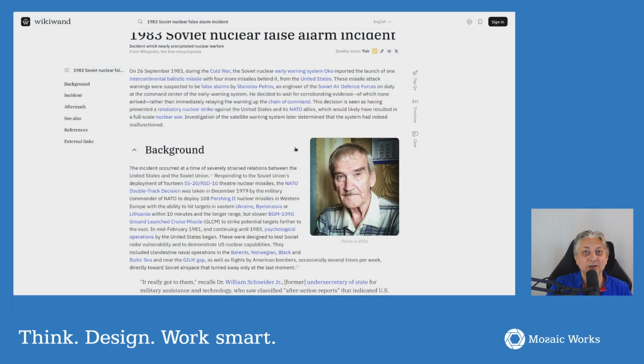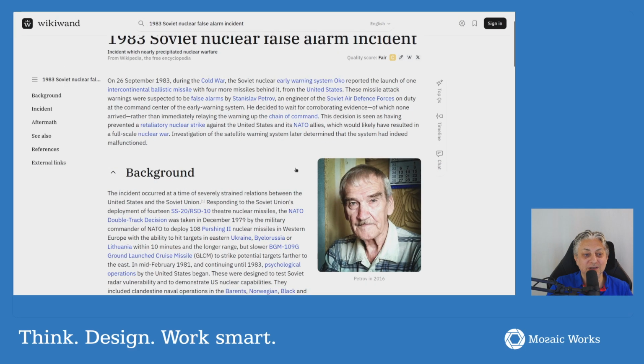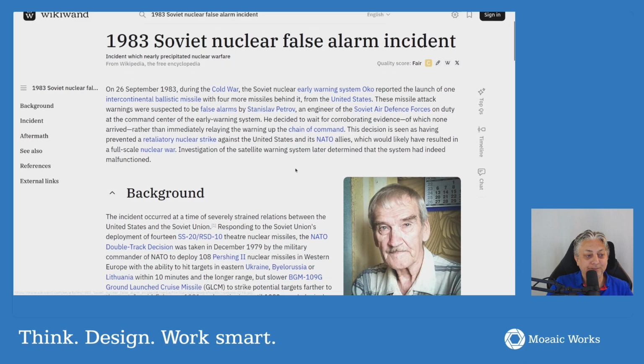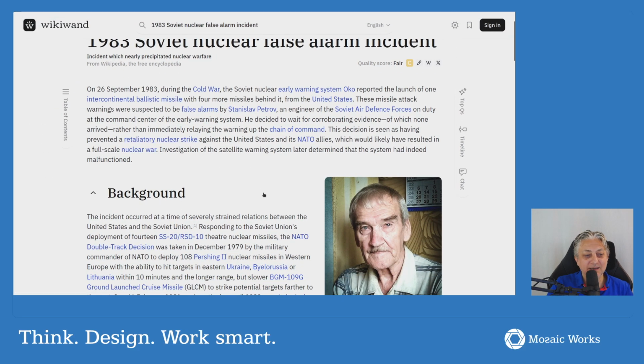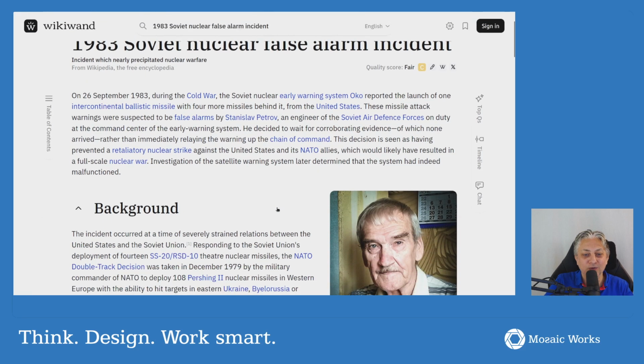Stanislav Petrov, if you don't know this name, this guy saved us from nuclear mutually assured destruction. On 26 September 1983, during the Cold War, the Soviet nuclear early warning system reported the launch of one intercontinental ballistic missile, with 4 more missiles behind it, from the United States. These missile attack warnings were suspected to be false alarms by Stanislav Petrov, an engineer of the Soviet Air Defense Forces on duty at the command center of the early warning system.